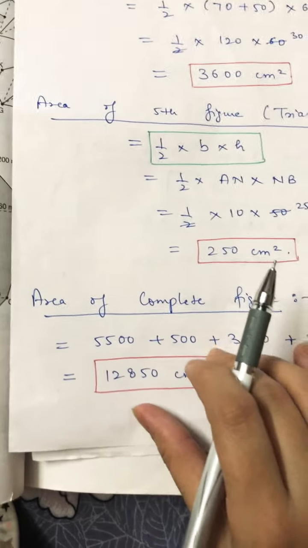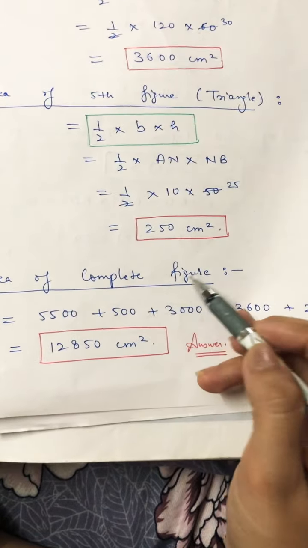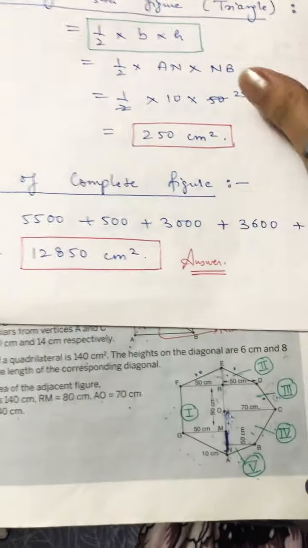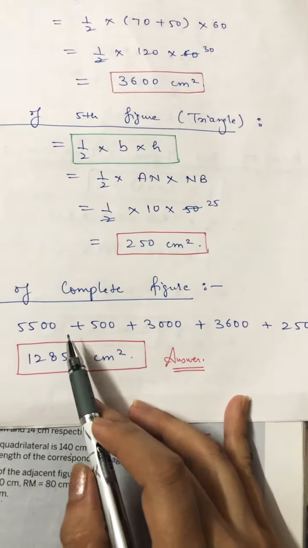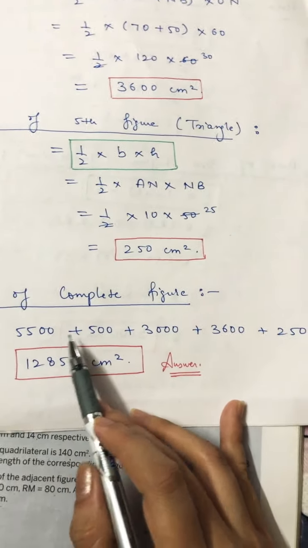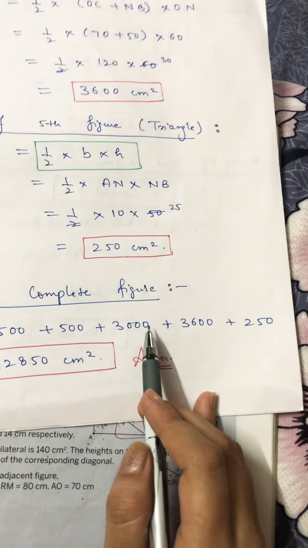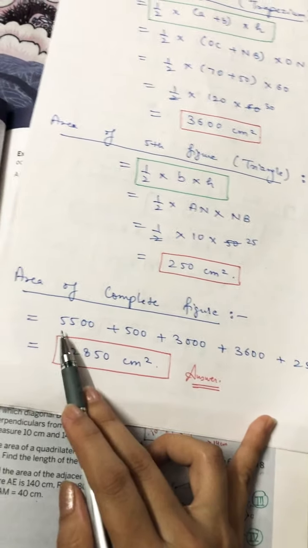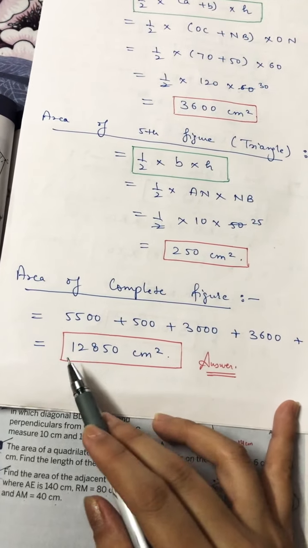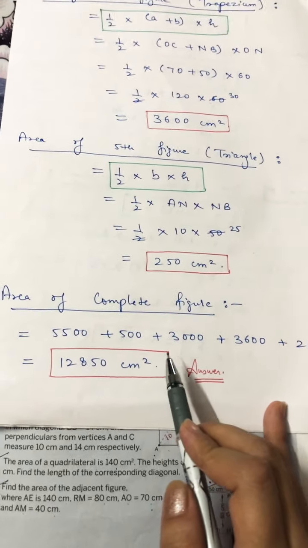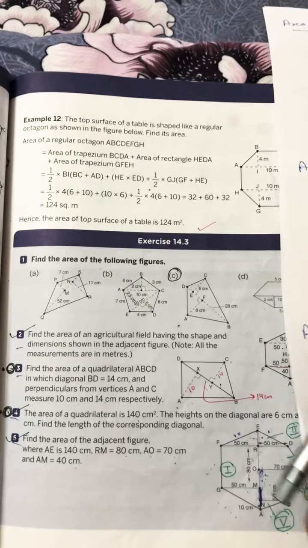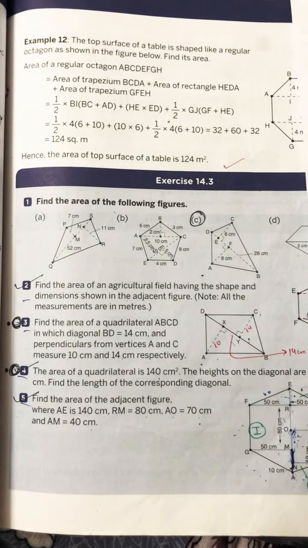The last step is to find out the area of the complete figure. How will you find it? That will be equal to the sum of all the areas. You have to add all the areas: first trapezium, second triangle, third trapezium, fourth trapezium and the fifth triangle. Add all the areas, the answer will be equal to 12850 centimeter square. So this is the last question of this exercise 14.3.